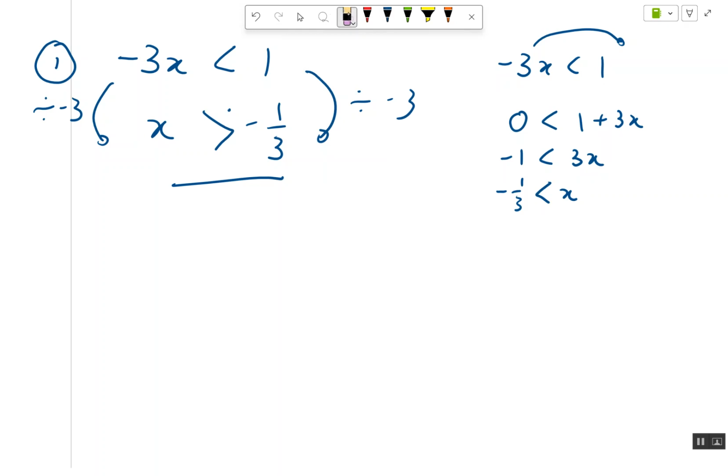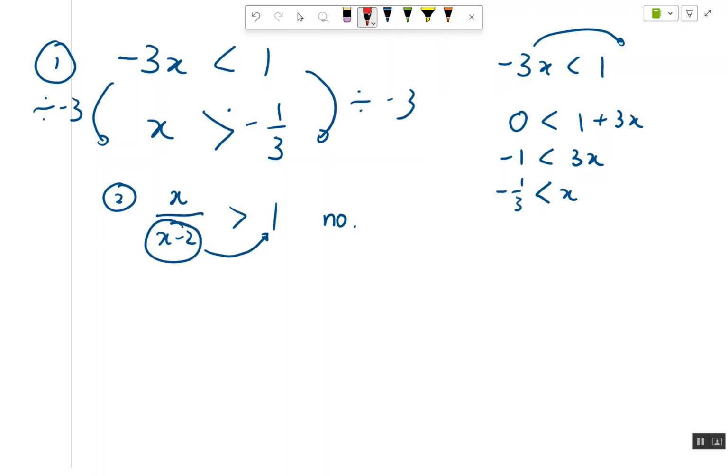Okay, now the second thing is, if you're not confident whether something is positive or not, you cannot cross multiply, something like this: x over x minus 2 is greater than 1. It feels like you can cross multiply here. No, you cannot cross multiply, because do you know whether this is positive? We don't know whether this is positive or not. So you cannot cross multiply if you do not know whether a denominator is positive.